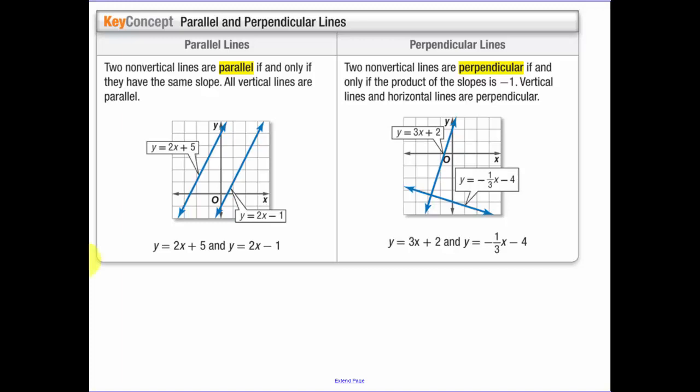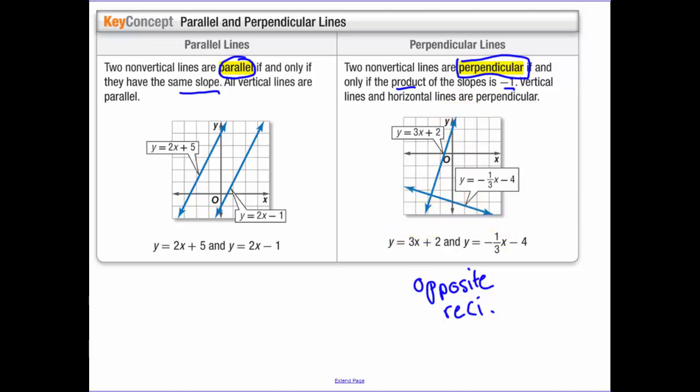Parallel and perpendicular lines. Parallel lines, same slope. That's what you need to take notes on. Parallel lines, same slope. Perpendicular lines, their product is negative 1. I think about it as they are opposite reciprocals. Okay? One slope is 3, the other one's negative 1/3.